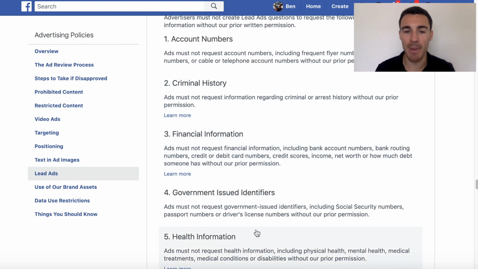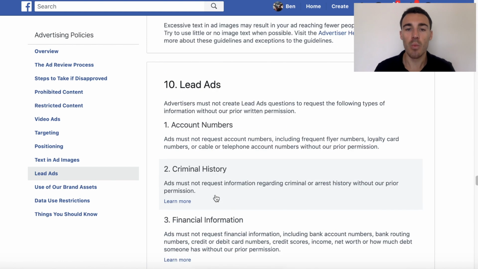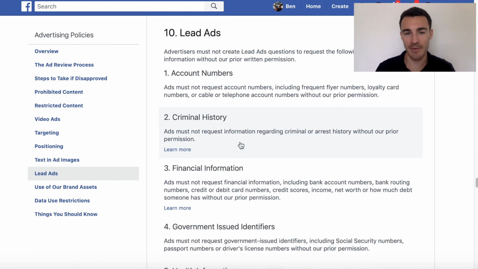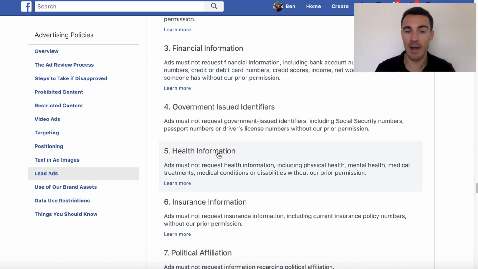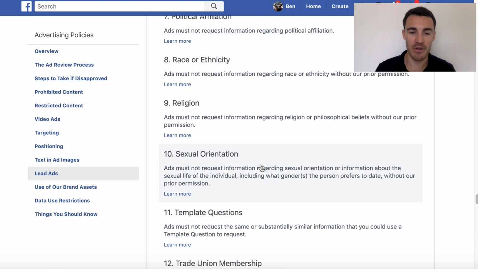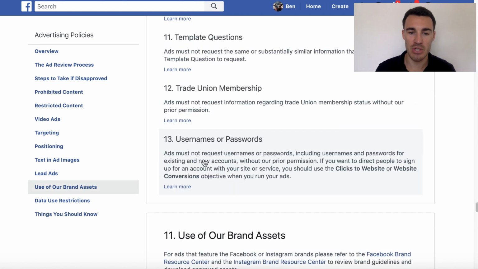Okay, and then finally, lead ads. There's a bunch of things that you cannot ask for. When you create a Facebook lead ad, you have the preset questions, but you can also set your own questions, things you might want to know that will help you process the lead. There's stuff you can't ask for: account numbers, criminal history, financial info, health information, insurance info, all this sort of stuff. So just come through and have a look at all these things.